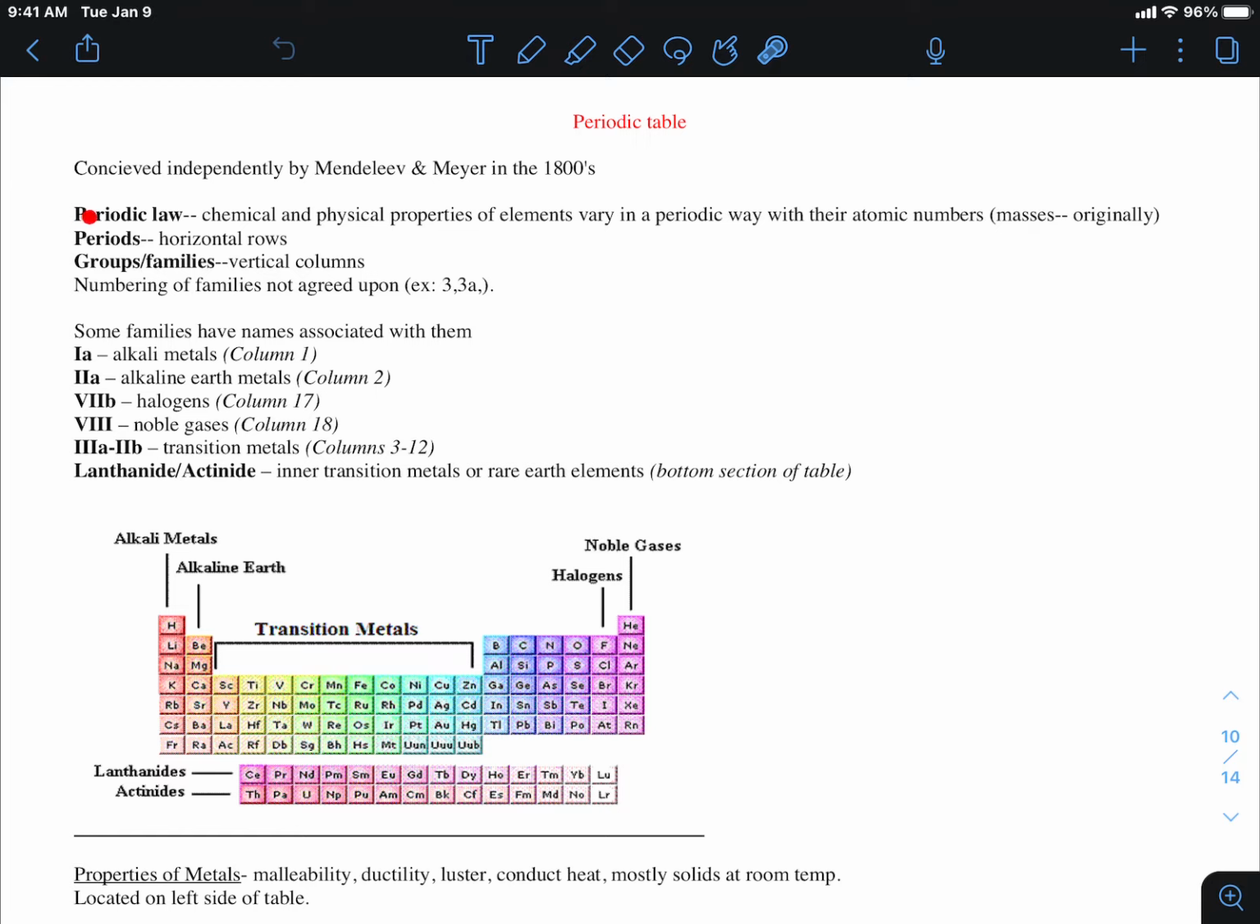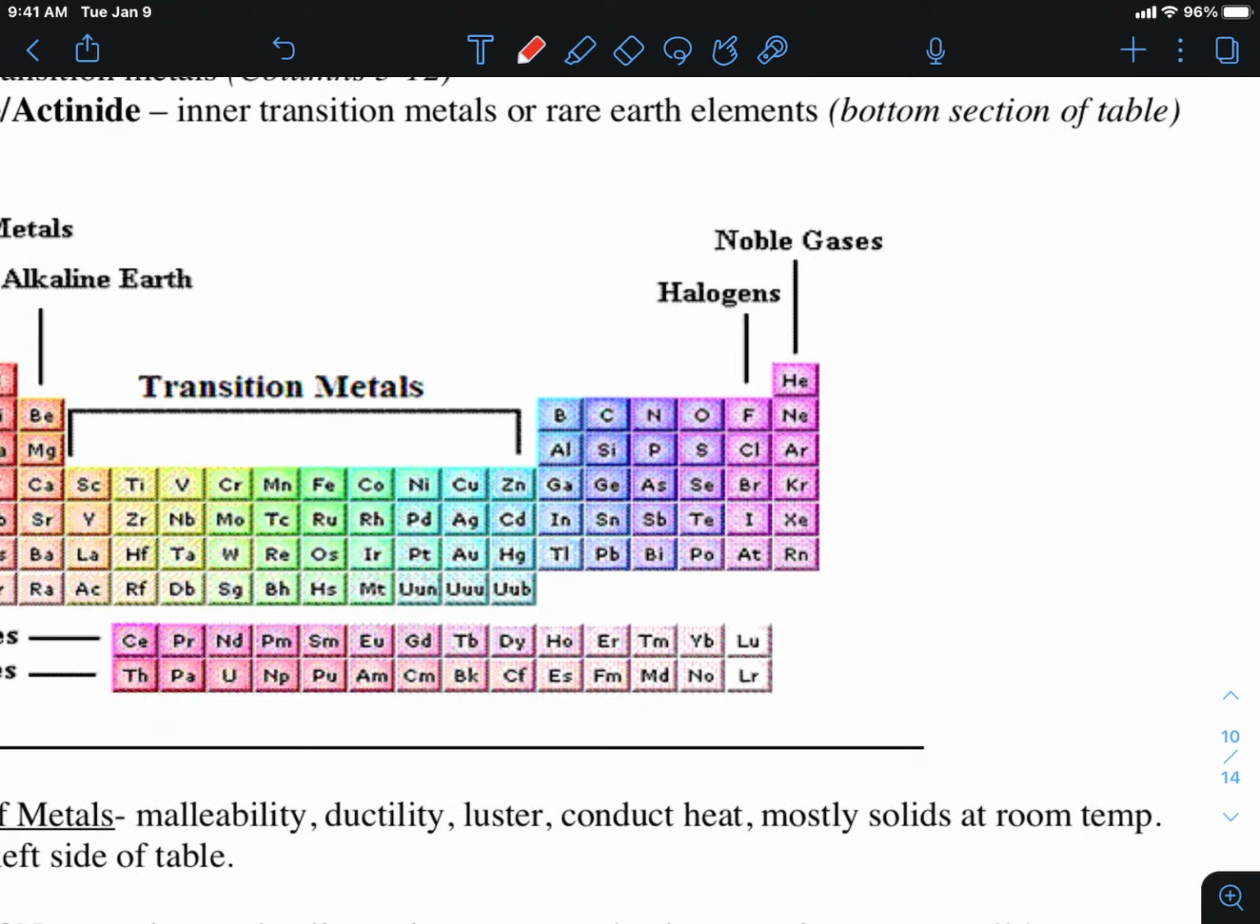So this first term, periodic law. Periodic law is sometimes referred to as periodicity. Okay, and so what that means is that the properties of elements vary in a periodic way. And by periodic way, we mean repeating. They vary in a repeating manner. So let me explain what I mean.